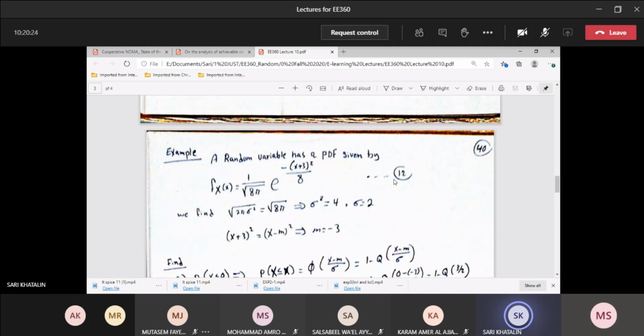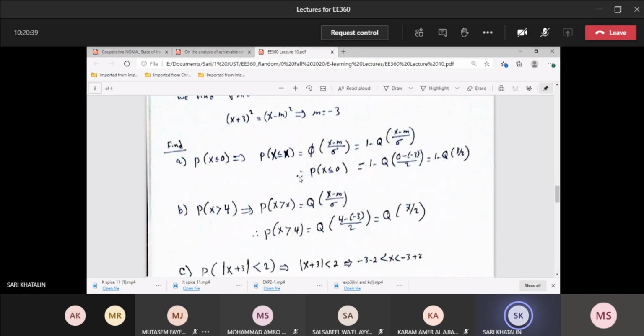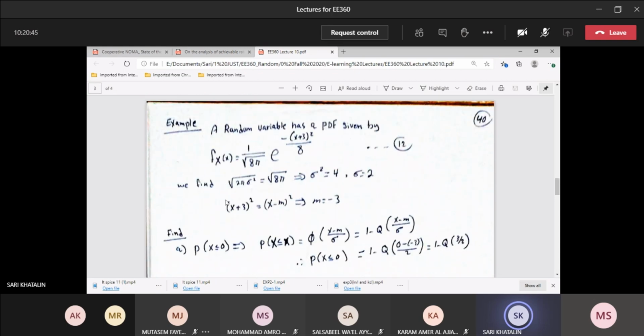So equation 12 is basically a PDF for a normal random variable. Now we can take a look at this, and from here we need to find, if you take a look at what's needed, some probability. It means we need the mean and we need sigma. So we are looking for two parameters.